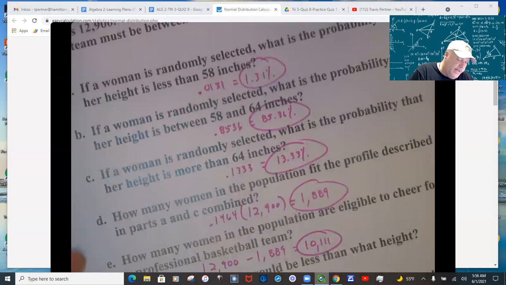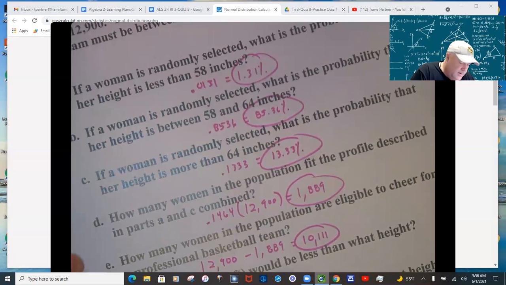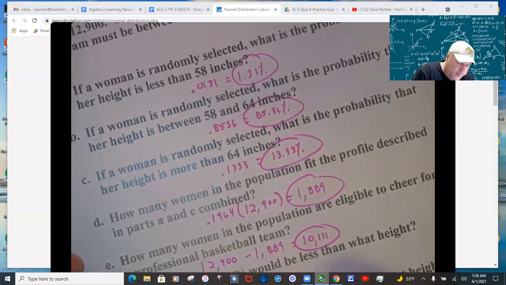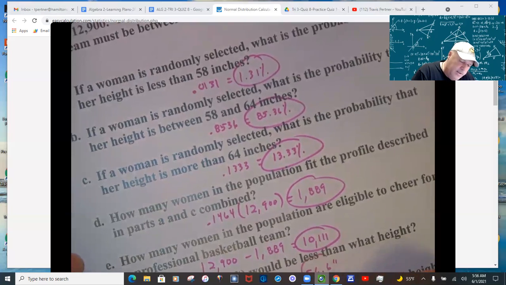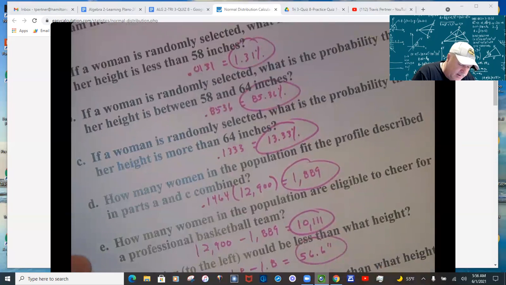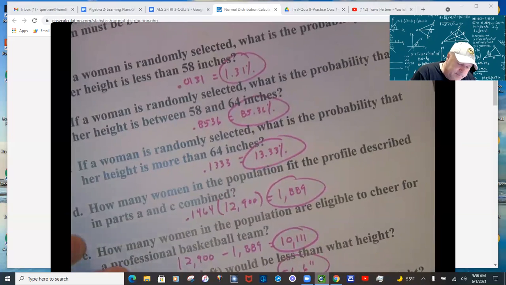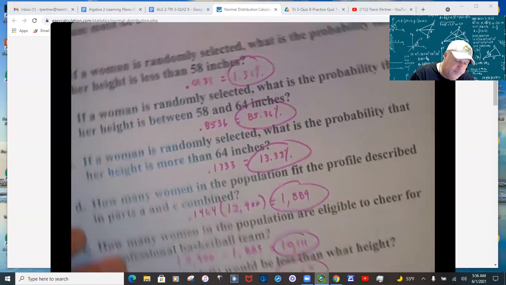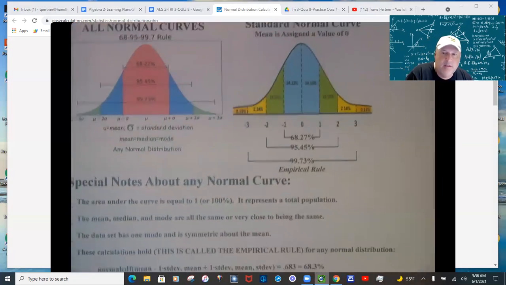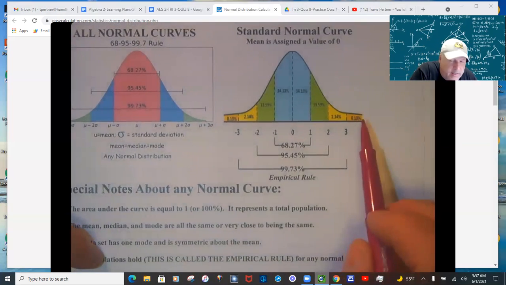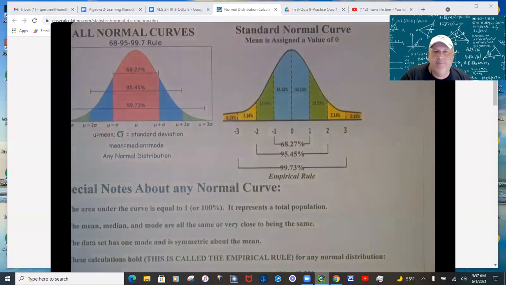An outlier to the left. So we have to subtract the 1.8 3 times. I physically do this so you can see how many times it needs to get subtracted and then add it 3 times. So you can see on the standard normal curve that it's way out here past the 3. These little orange sections are where your outliers would lie.